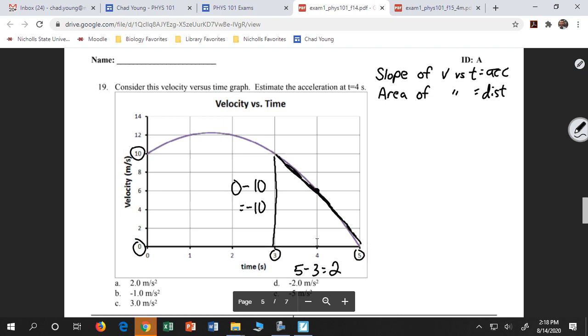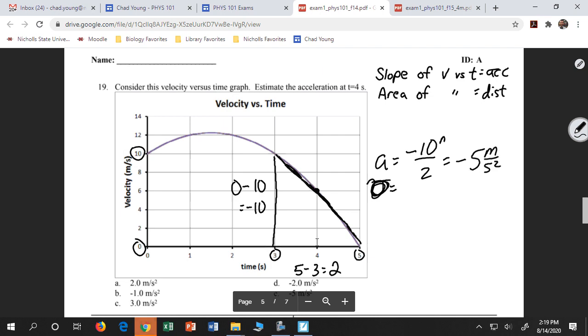No, they would probably put D for this answer if you're just counting the squares. Okay, so if I want to know the velocity at this point, or the acceleration, excuse me, which is the slope of that, it is going to be minus 10 divided by 2, which is negative 5 meters per second squared.